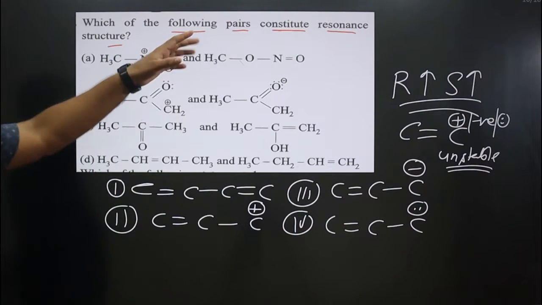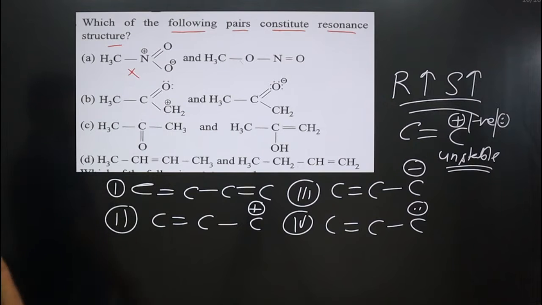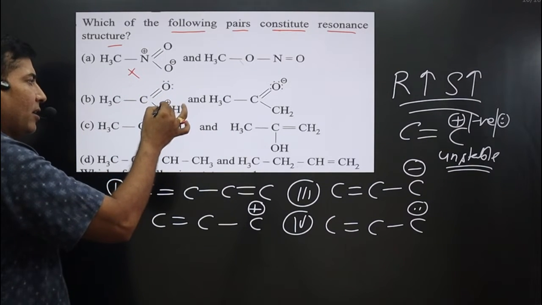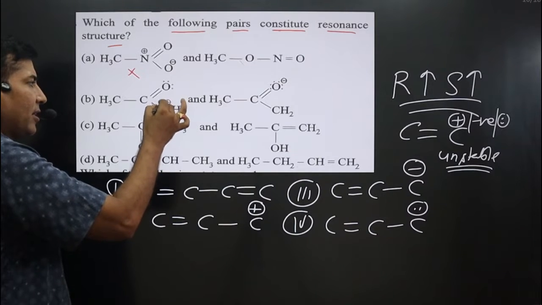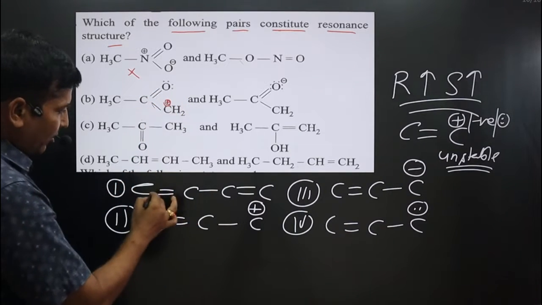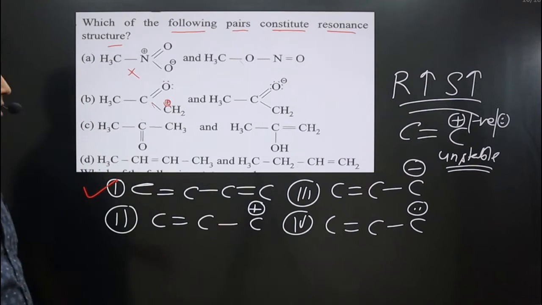Okay. It is talking about the pairs. Both the pairs should have resonating structure. Okay. Second part. In this case, double bond, and then we have single bond, then positive charge is here. Double bond, single bond, positive charge. Resonance is there because it is a conjugated system.